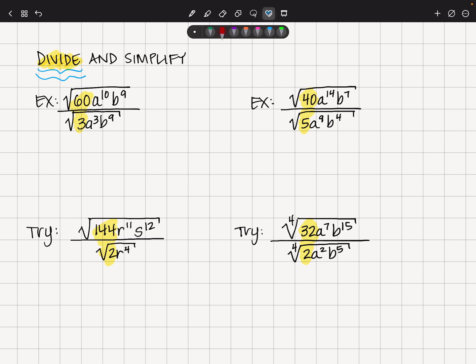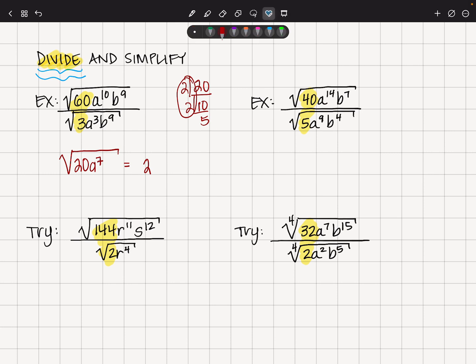So the first thing I'm going to do is I'm going to reduce. I'm going to have the square root of 60 divided by 3 is 20, and then a to the 10th over a cubed is a to the 7th, and then b to the 9th over b to the 9th cancels out. So we've got 20 that we need to break down. So I've got a pair of 2's. So I've got a 2 that comes to the outside, and I'm going to have a 5 left over. Then I've got how many pairs of a's? If I've got 7 a's.